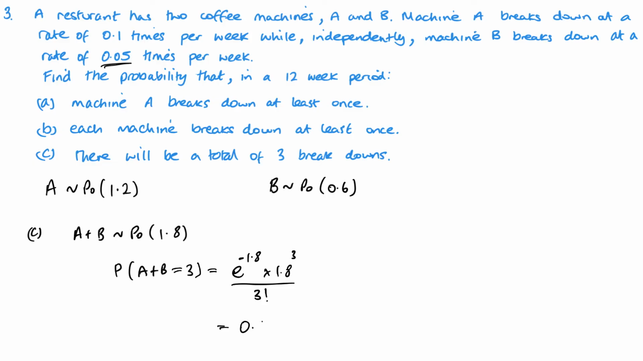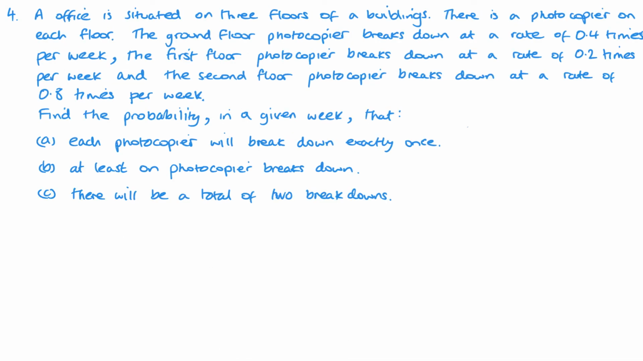And here we have 0.16067 and so on. So to 3 significant figures, we have 0.161 there. So here we have 3 floors of a building, a photocopier on each floor, and here's our rate. You can see that it's 0.4, 0.2, and 0.8, and everything is per week. So they're over the same time, so we don't need to worry about anything there.